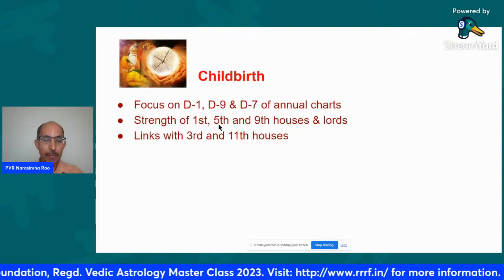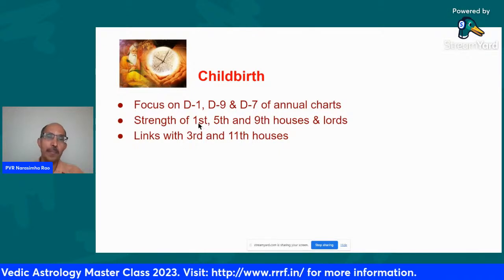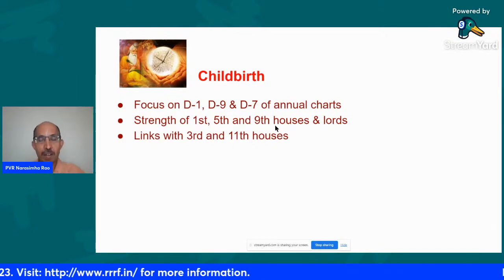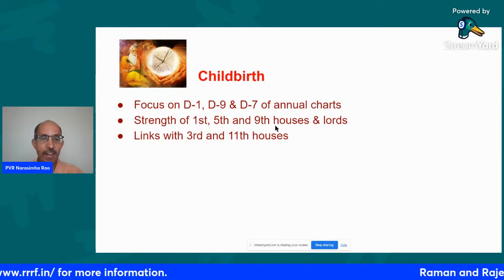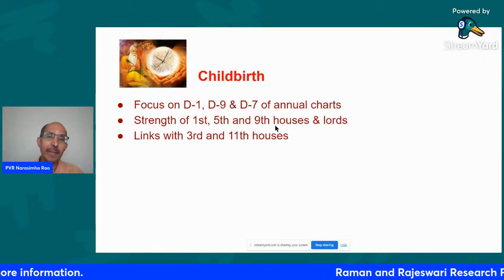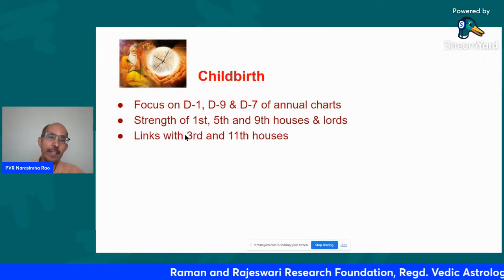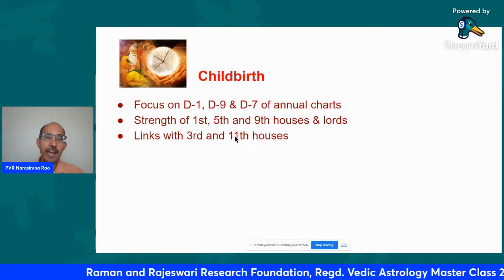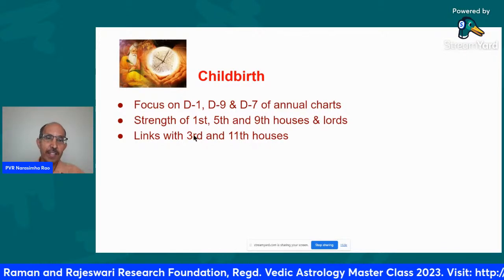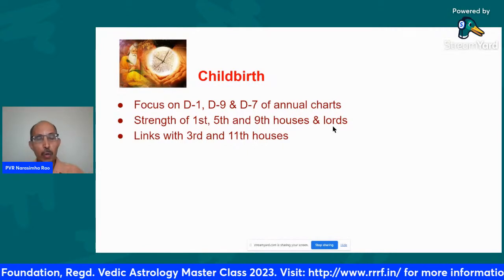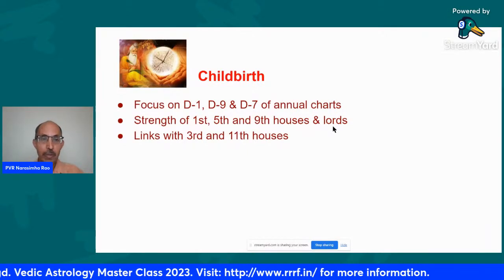First house, fifth house, and the ninth house, basically Purva Punya and fortune. These houses should be strong and their lords should be strong, and there should be some connections between them. And also if there are some links with the third and 11th houses, because the third is the house of gains from children and the 11th is the house of gains. So if there are some links with the third and 11th houses between these houses, we can conclude that there is possibility of childbirth during the year.